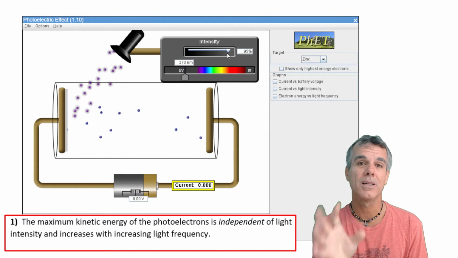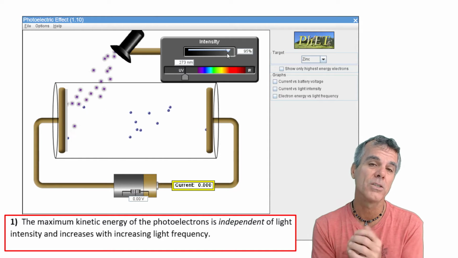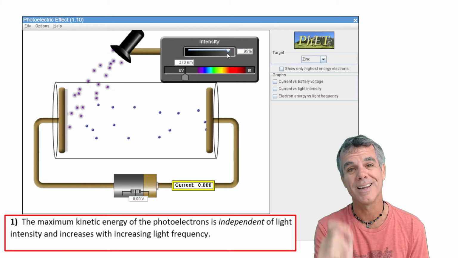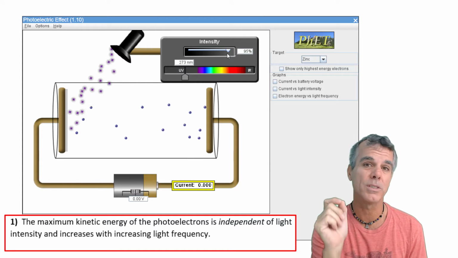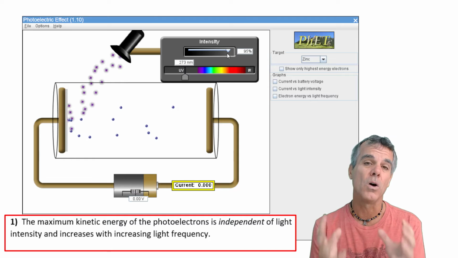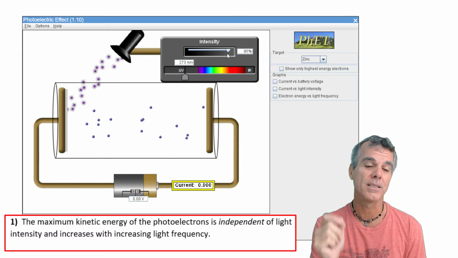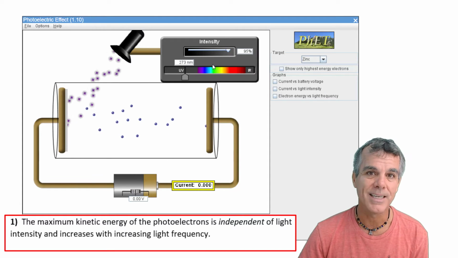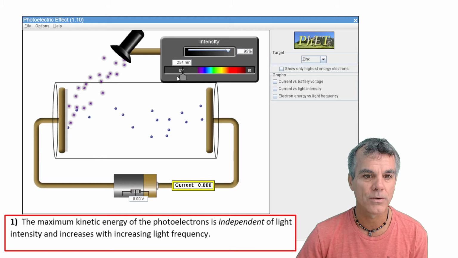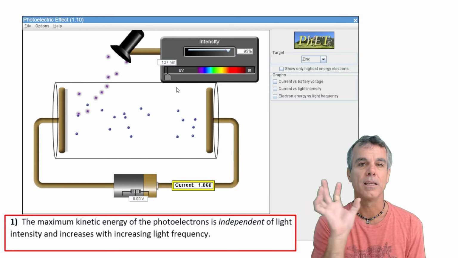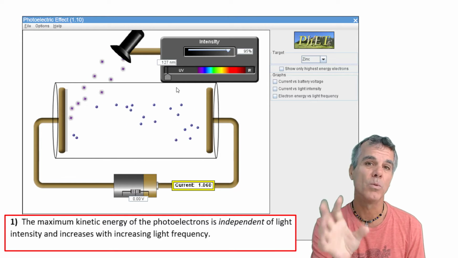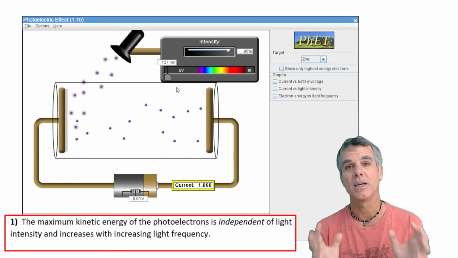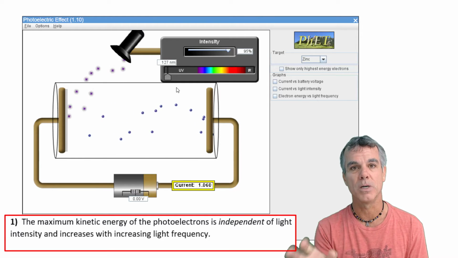And also, classically, the kinetic energy of the ejected electrons should not depend upon the frequency or wavelength of the light, only the intensity. And again, that's not what we see. If I decrease the wavelength or increase the frequency of the light, the electrons are ejected with more kinetic energy, which is not consistent with the classical model.